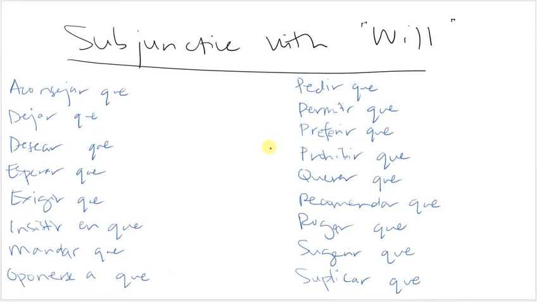Today, we're going to be talking more about the subjunctive. Yay! I love the subjunctive. Okay, so remember that normally when you're using the subjunctive, you have to have two clauses, and each clause has a subject and a verb. And also, in order to use the subjunctive, you have to have a trigger.